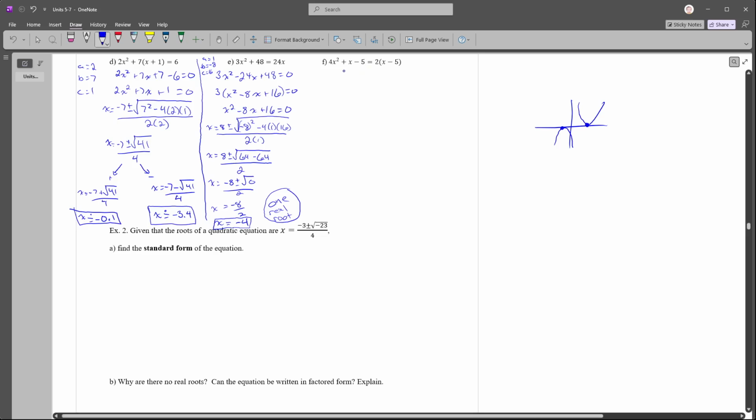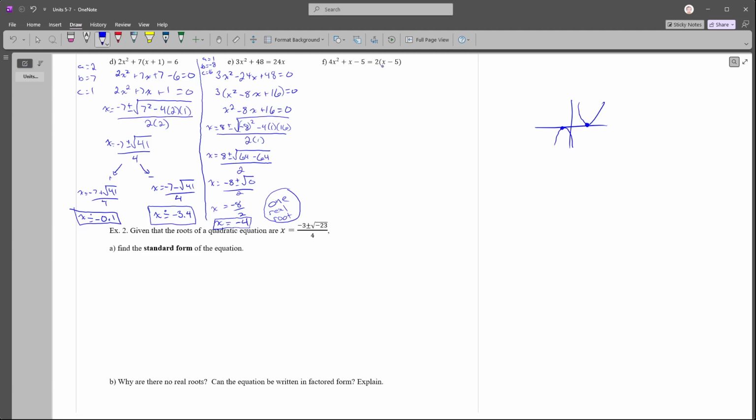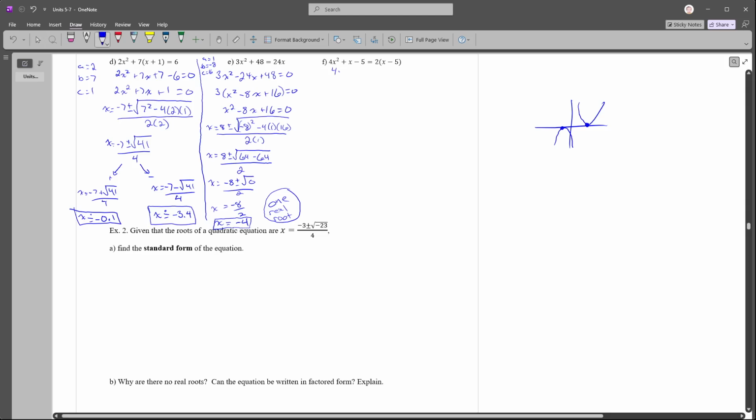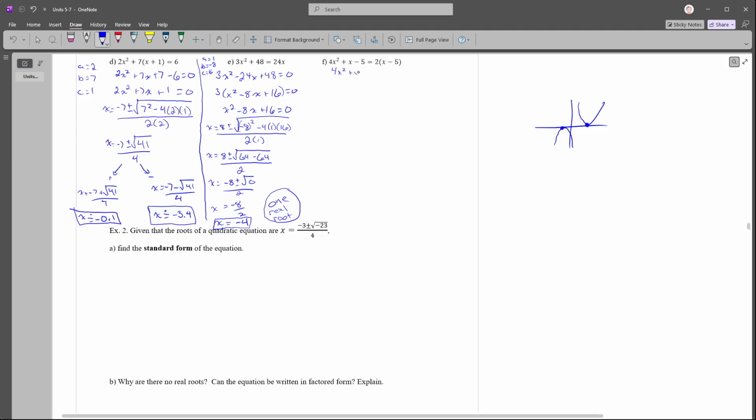We have 4x squared plus x minus 5 is equal to 2x minus 5. Well, we got to simplify. Let's multiply that and distribute first. So let's say 4x squared plus x minus 5. And on the other side, we have 2x minus 10. Now we got to bring all that over to the left-hand side. So we have 4x squared.